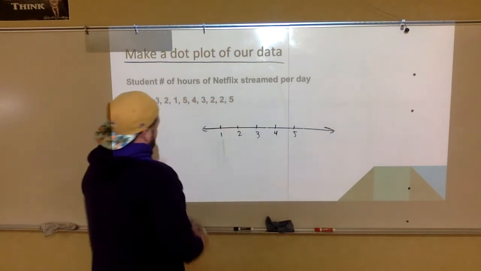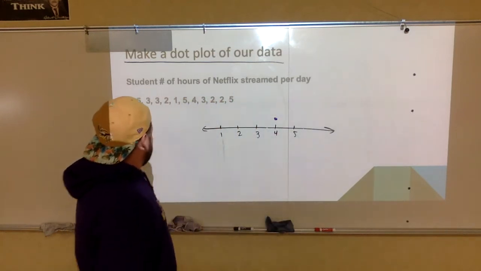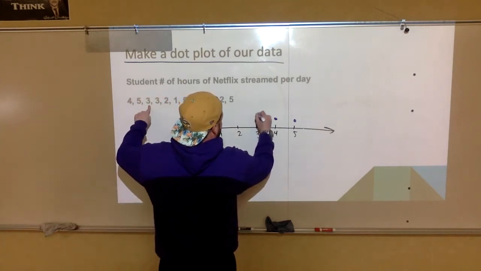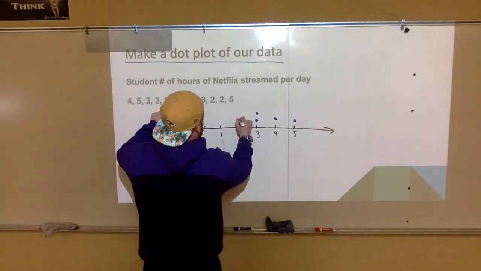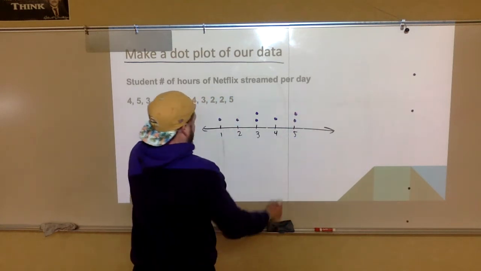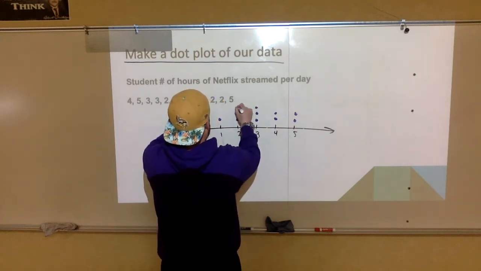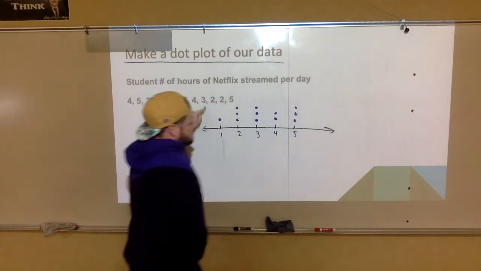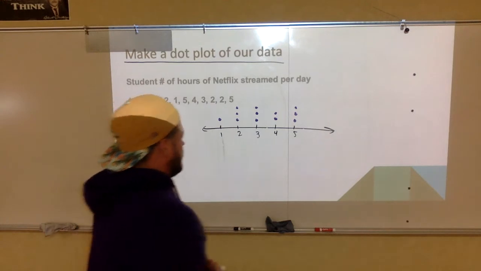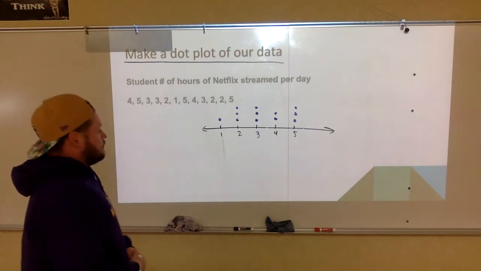So for the first one, my first student watches 4 hours of Netflix a day. Bam. Second student watches 5. There we go. 3 and 3, 2, 1, another 5, 4, 3, 2 more 2s, and another 5. So this would be an example of a dot plot for number of hours students watch on Netflix per day. Not too bad, right? Pretty straightforward.